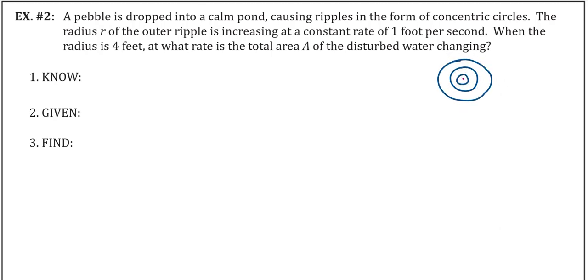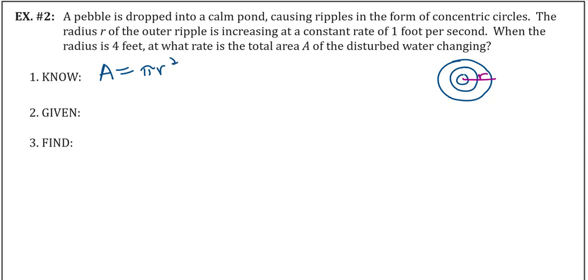So what we're looking for is, if we know when r is equal to 4 feet, what is the area of that circle, that outer circle? So that's what we're trying to find. We know the formula for area of a circle is pi r squared.